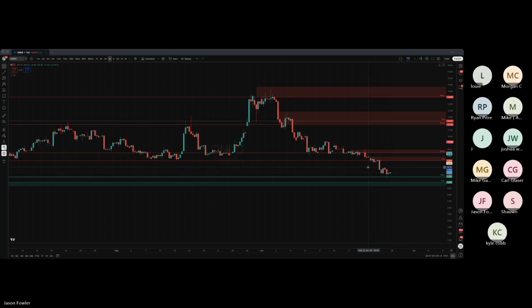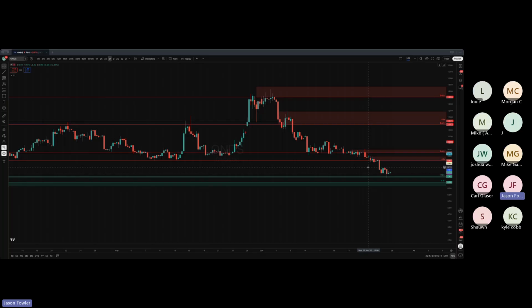Now, drawing zones is one thing. How to play them is a whole other story, okay? The general rule of thumb is just because we enter a zone does not mean you blindly long it at demand, and does not mean you blindly short it at supply, okay? What you're looking for anytime you touch one of these zones is the reaction off the zone.